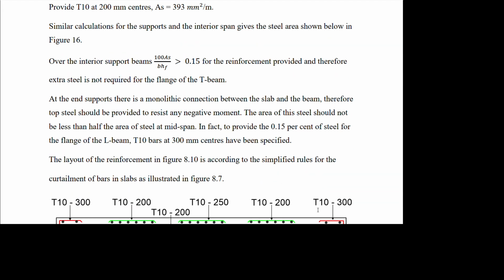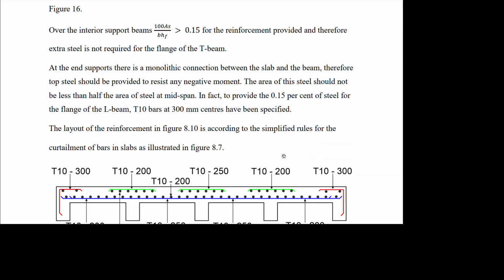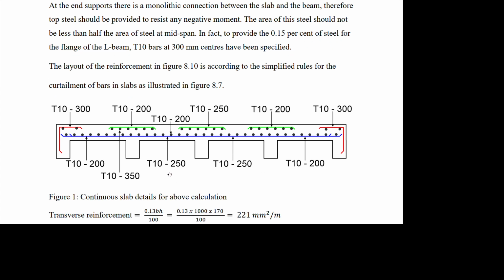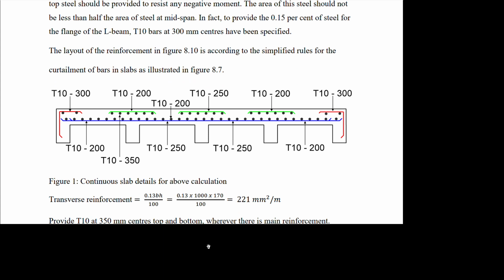So we just go ahead with the calculation. At the end of the day, this is what we're going to have for our slab. We calculate the transverse reinforcement, 0.13 BH over 100, and we have it at 221. So at the end of the day, this is how our reinforcement will be. This is for the span. You do it for each.